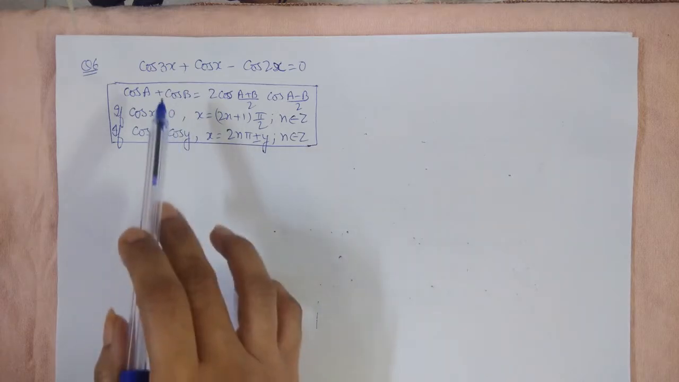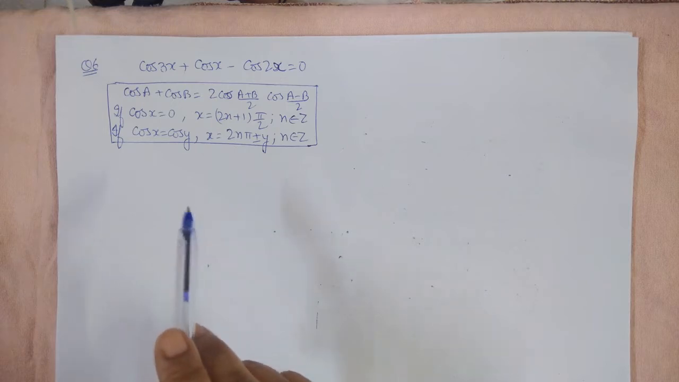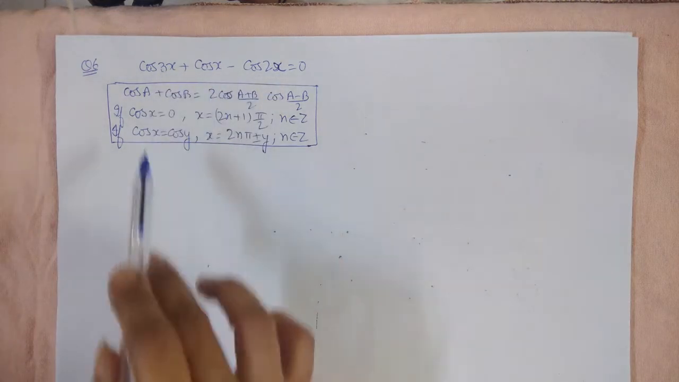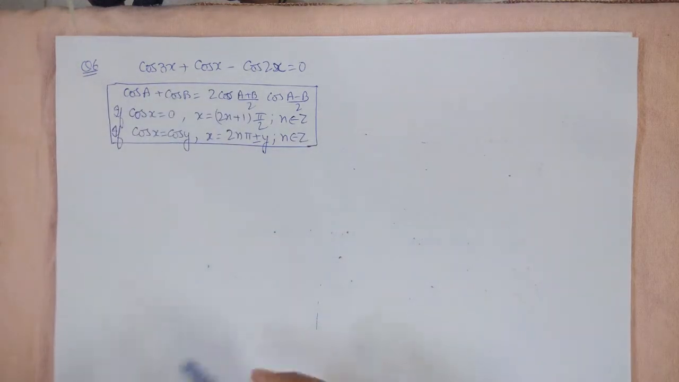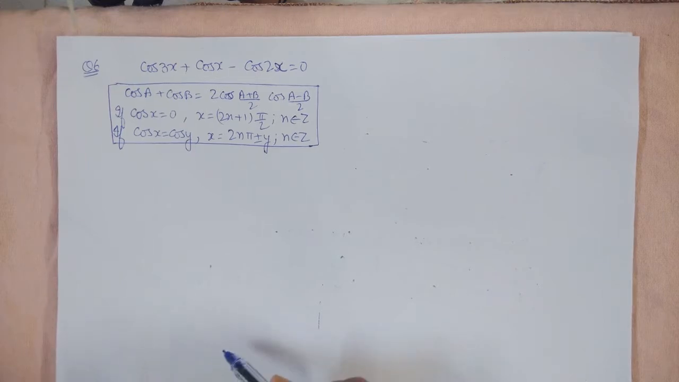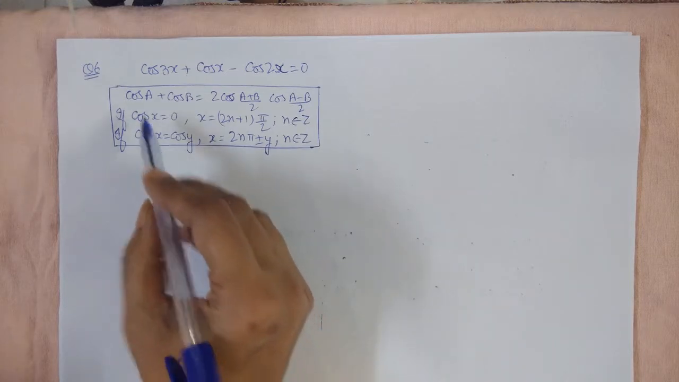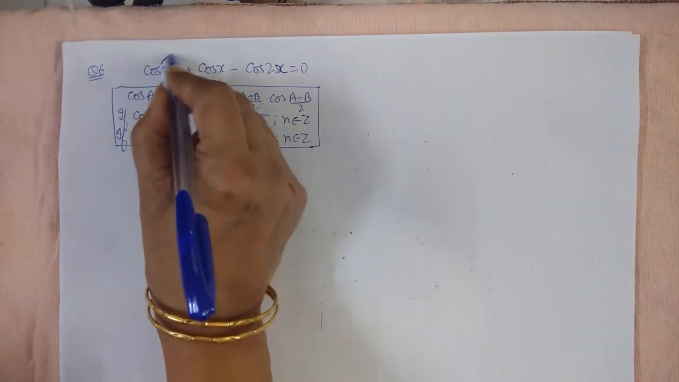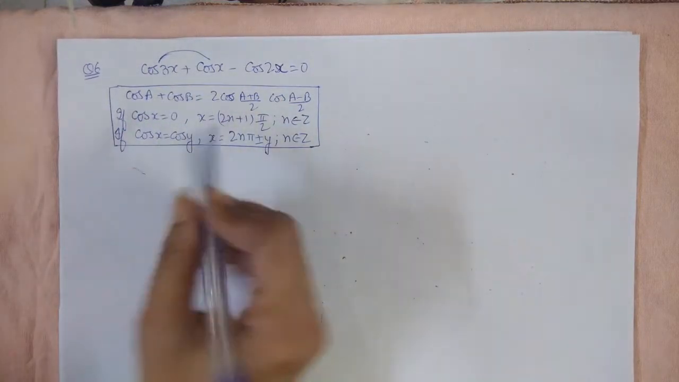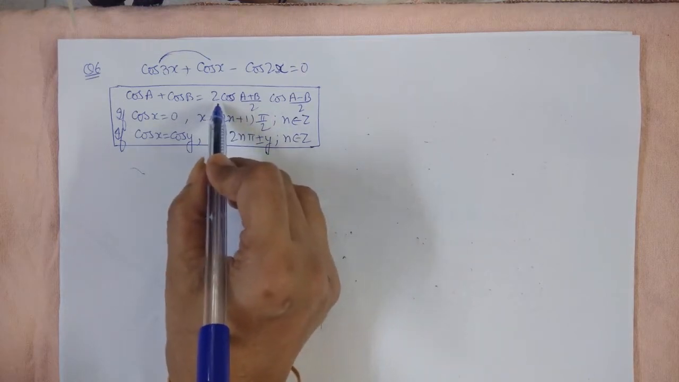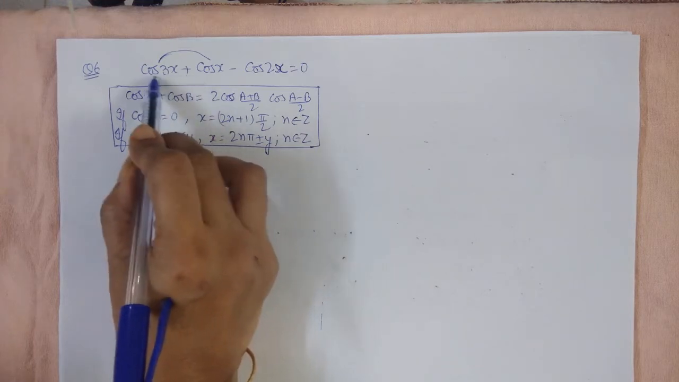Question 6. This is the question. Now you have to find the value of x. In this question we will use these identities or concepts. First thing, you will rearrange and combine these two terms together: cos A plus cos B. Apply the formula. The identity is 2 cos (A plus B) by 2 times cos (A minus B) by 2. So apply it on these two.